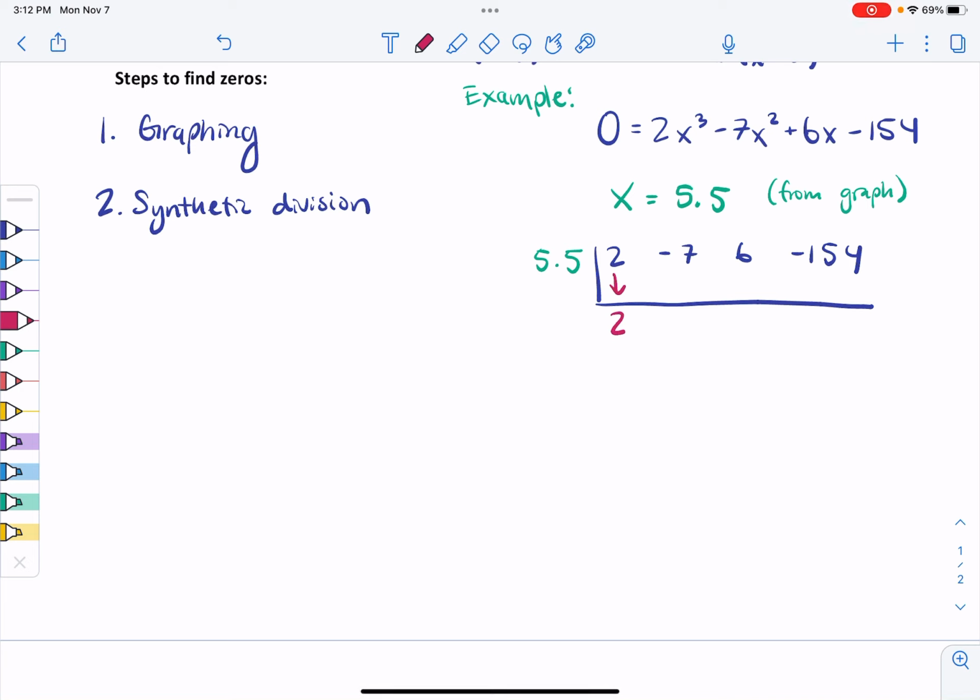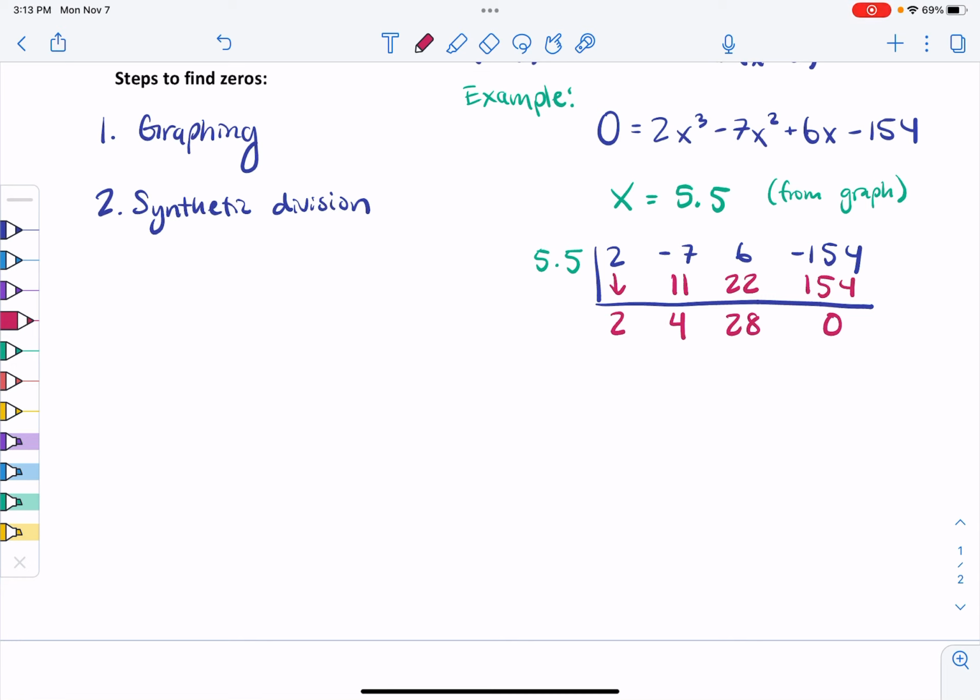And 5.5 times 2 is 11. 11 minus 7 is going to be 4. We get 5.5 times 4, which is, my brain is not working, there we go, 22. 22 plus 6 is 28. 5.5 times 28 is going to be 154. And look at that, we got 0 at the end, which is good. That's always a good sign.